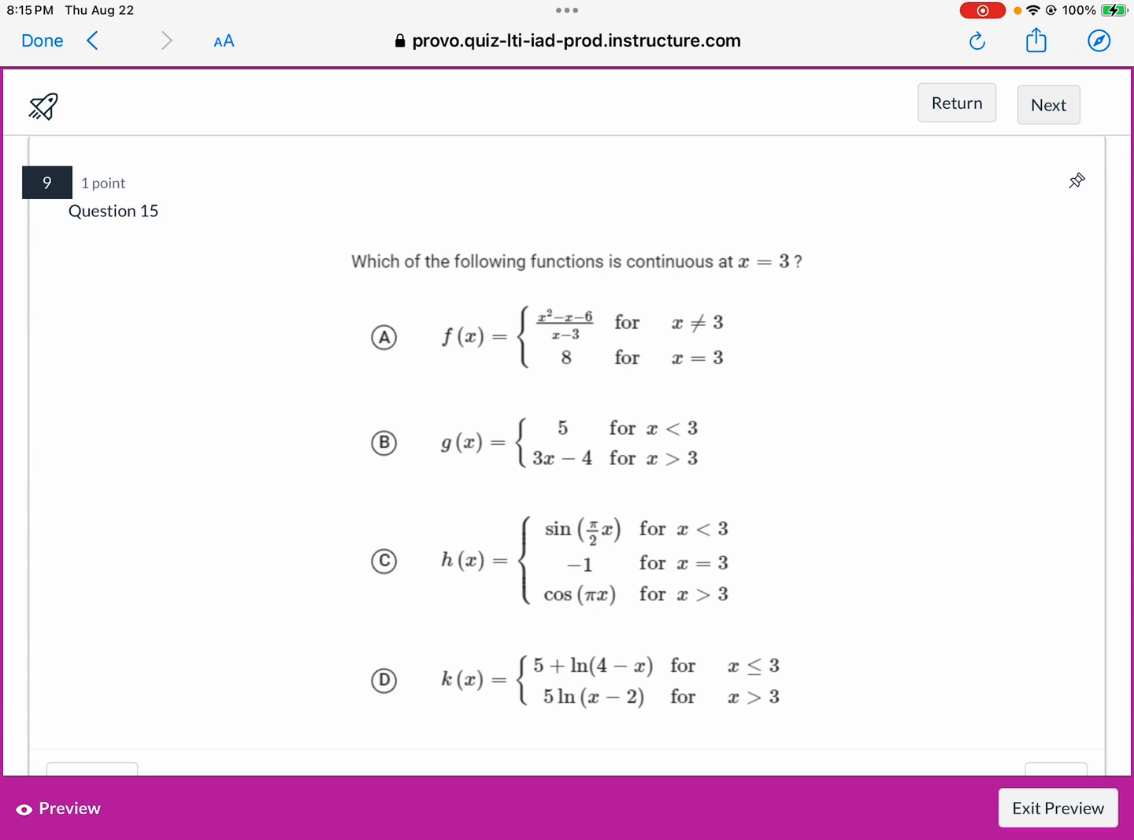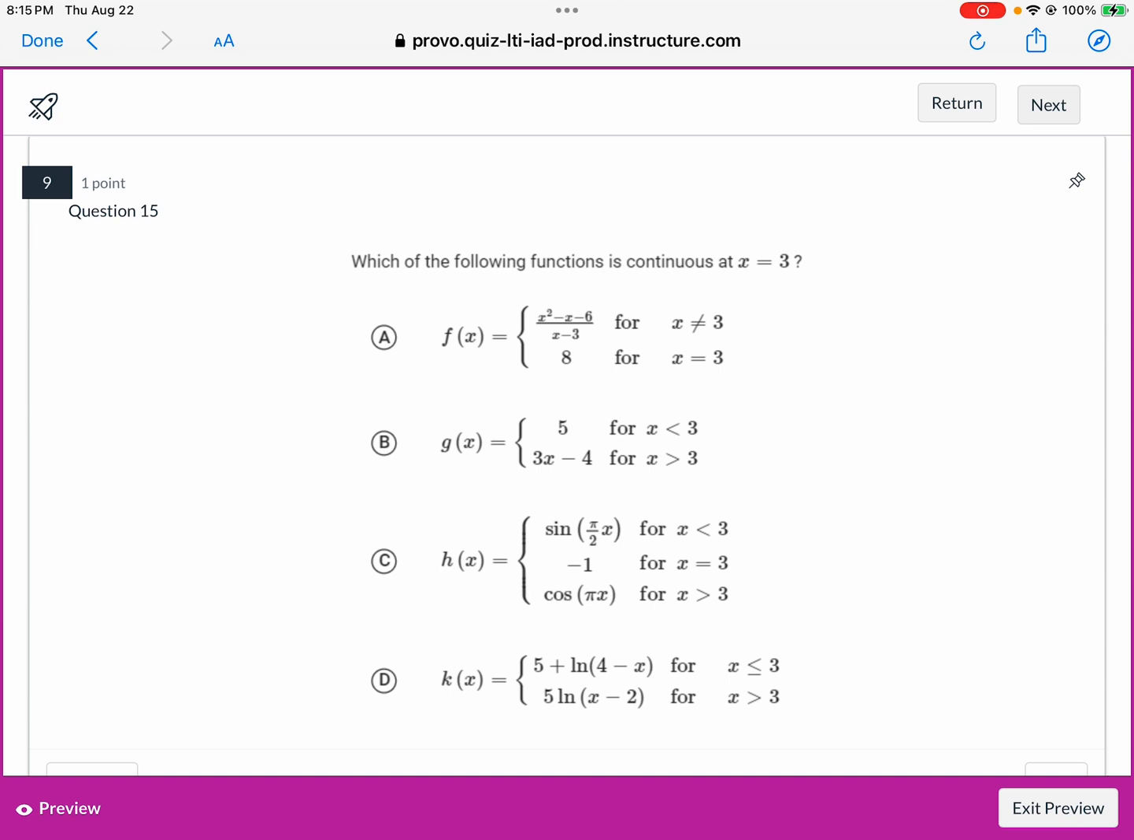For the next one, which of the following functions is continuous at x equals 3? This one might be a little tedious. You just have to go through and check these. So you have to check A, B, C, D. You have to make sure that the limit from the left and the limit from the right is equal to the same thing as what's happening at 3.